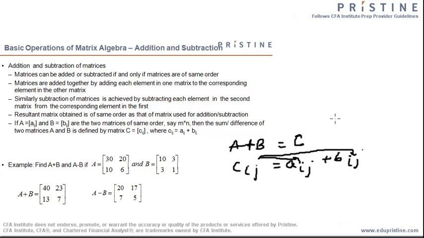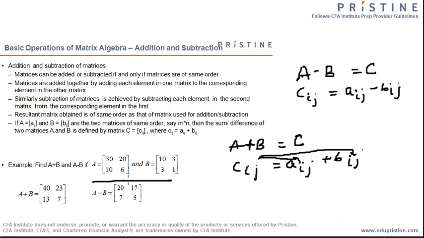Same goes for the subtraction. If B is being subtracted from matrix A to yield matrix C, so Cij would be Aij minus Bij. This can be illustrated using this example. So we have matrix A which is 2 cross 2 and matrix B which is 2 cross 2 as well.